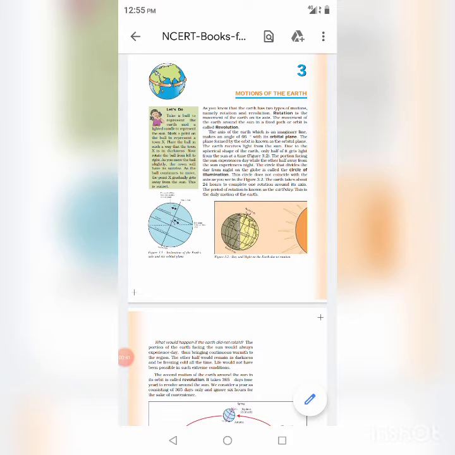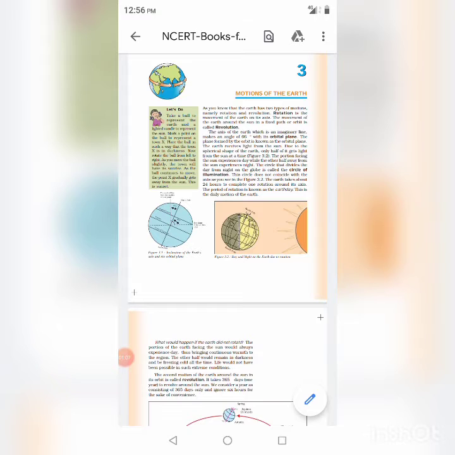Rotation is the movement of the earth on its axis. The axis of the earth, which is an imaginary line, makes an angle of 62.5 degrees with its orbital plane. The portion facing the sun experiences day, while the other half away from the sun experiences night.